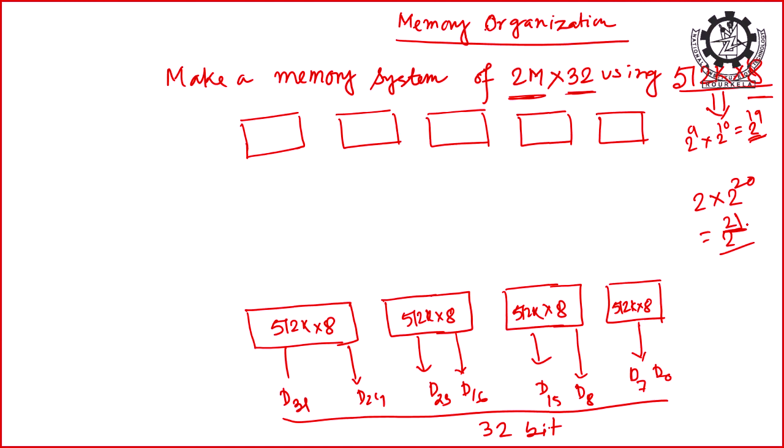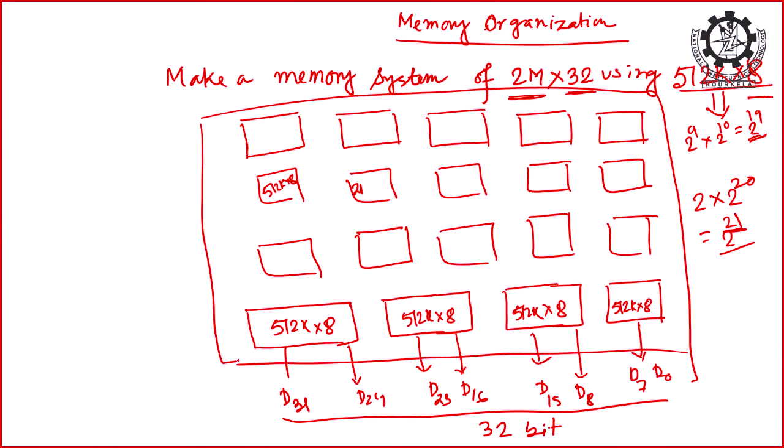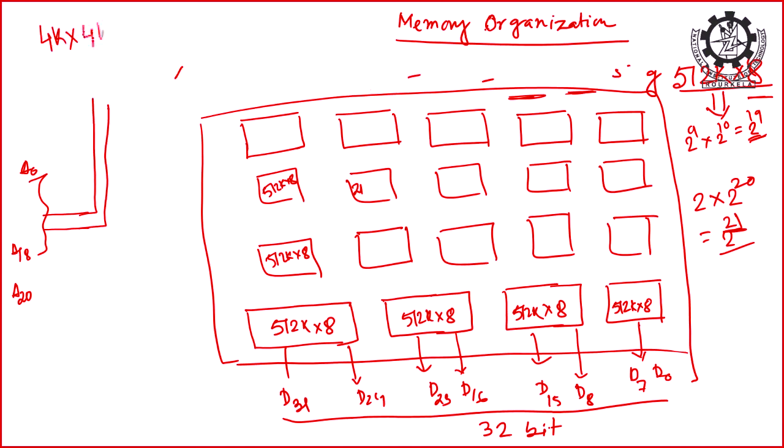Similarly, we can do it here. Each one is 512 K into 8, so each has 19 address lines. If we consider this the entire memory system, how many address lines should it have? It will start from A0 to A20, a total of 21 address lines. Out of that, A0 to A18 should be connected with each and every memory module of size 512 K into 8. So in the simplest form, we can do something like that; it should be 4.